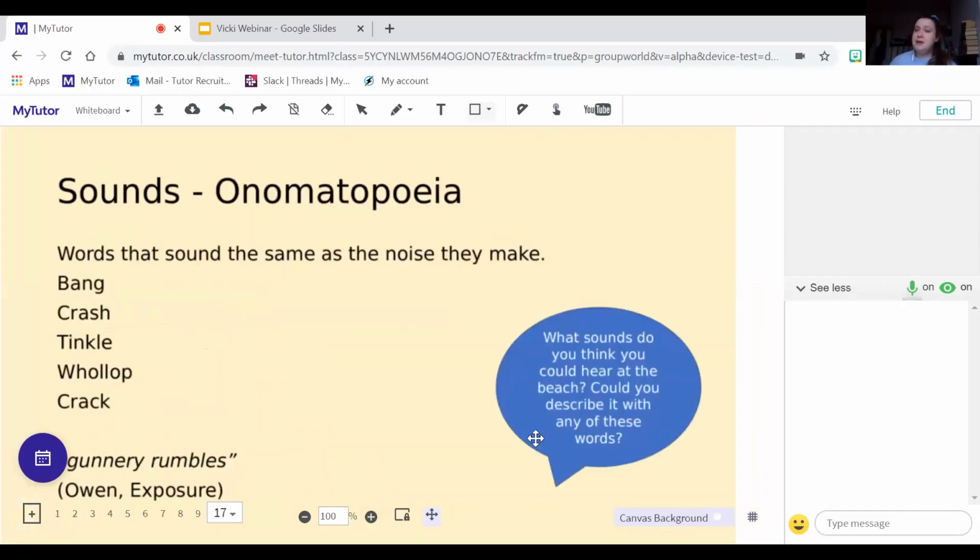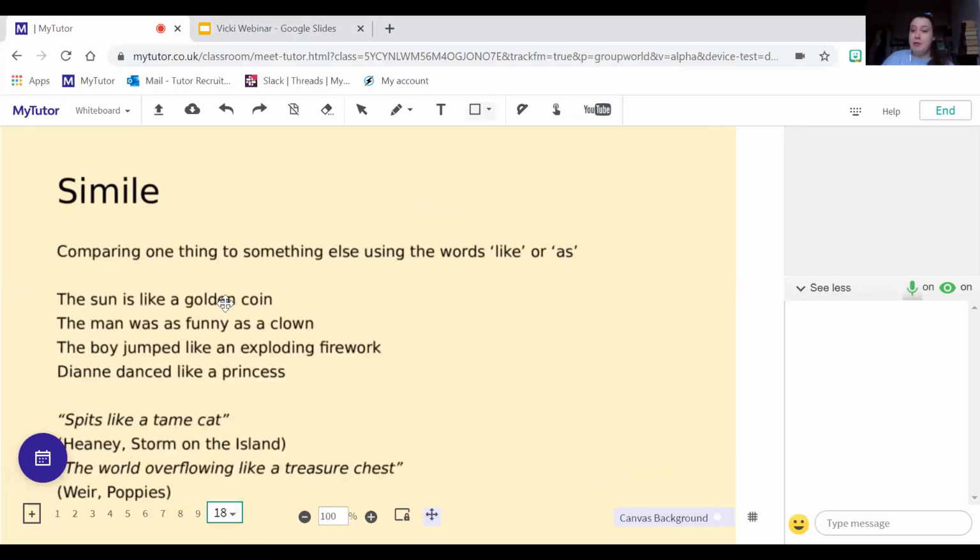And then our last one is onomatopoeia. Again, a nice straightforward one. So words that sound the same as the noise they make. So bang, crash, tinkle, wallop, crack, there's absolutely loads of them. I picked out gunnery rumbles from Exposure by Owen. So can you think of any sounds that you think you could hear from the beach that are onomatopoeic? Let's see what you come up with. Crashing waves, yeah. Gush, crush, yeah, lovely. Whoosh, swish, splash, yeah, lovely. There's absolutely loads of them. So it's a nice, easy one to get in, nice, easy mark when you're writing.